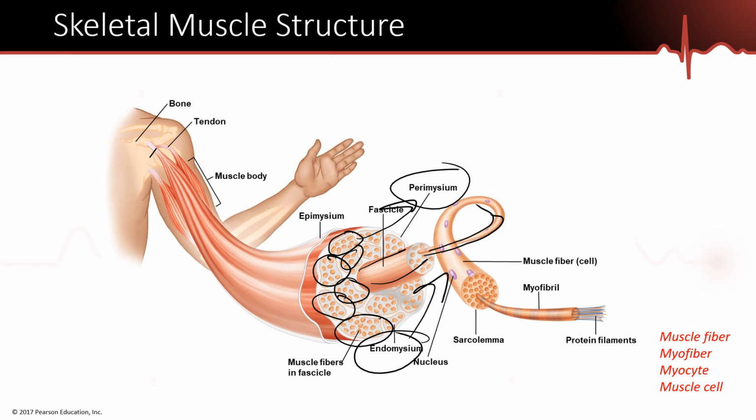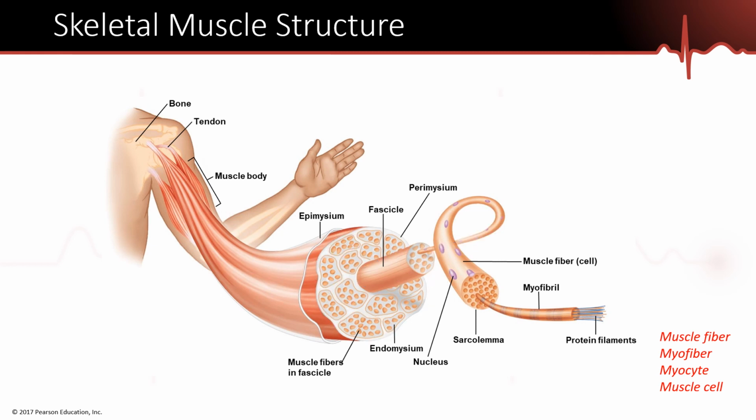Now we need to talk about what's the purpose of all these layers of connective tissue. Why do you need the whole muscle to be surrounded by the epimysium, the fascicles to be surrounded by the perimysium, and the muscle fibers to be surrounded by the endomysium? What's the relevance of all this? The answer is that there's a huge relevance to all these layers of connective tissue. And what is that?